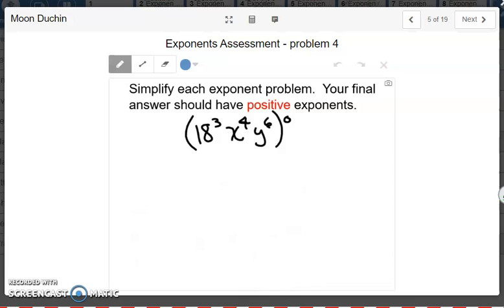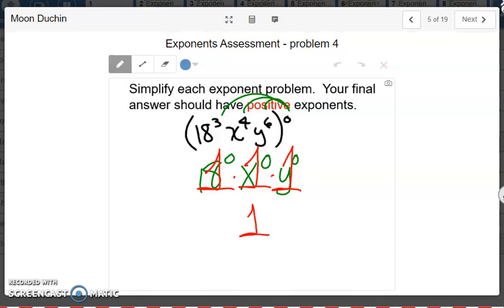In this one, we have a power of a power, which means we're multiplying each exponent by 0. So it's going to be 3 times 0, which is 0, 4 times 0, which is 0, and 6 times 0, which is 0. Again, each time we have an exponent of 0, we're going to replace that with a 1, as long as it's not 0 to the 0, which will give us an error. So we have 1 times 1 times 1. Final answer to this problem is 1.